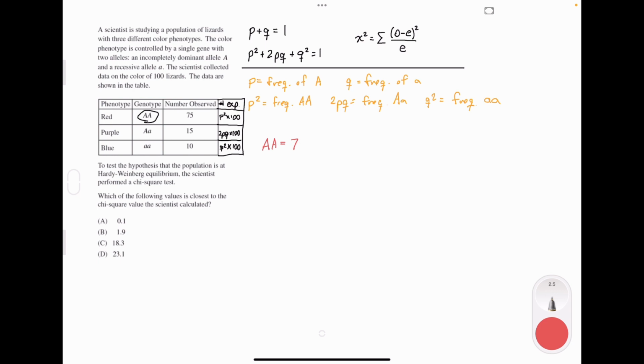Now, what is our total number of alleles going to be? Well, our number of alleles is going to be equal to 2 times the number of individuals. And we have 100 individuals, so this would be equal to 2 times 100 individuals. So we have a total of 200 alleles to work with. Now we need to solve for the frequencies of each of these alleles.